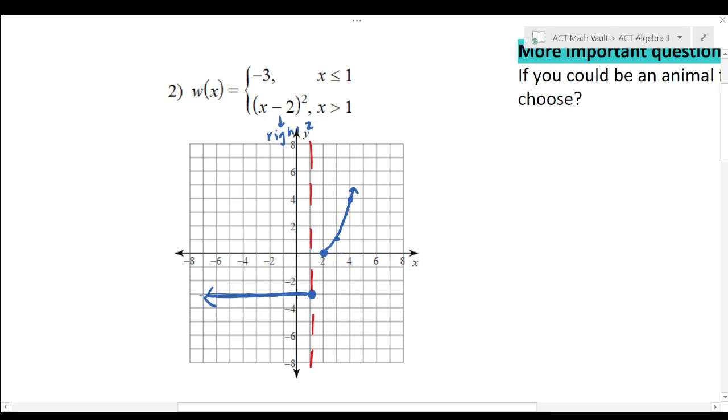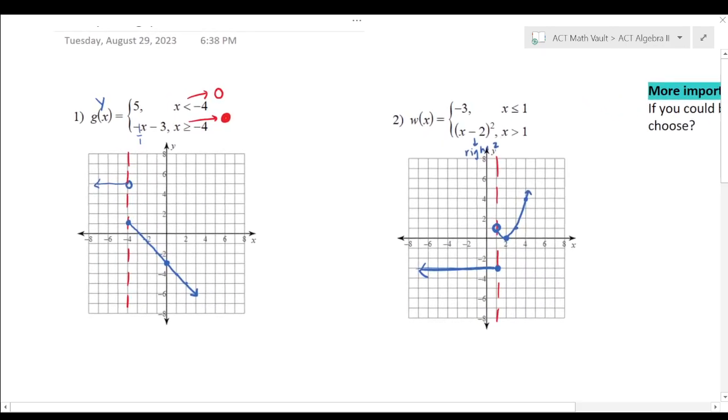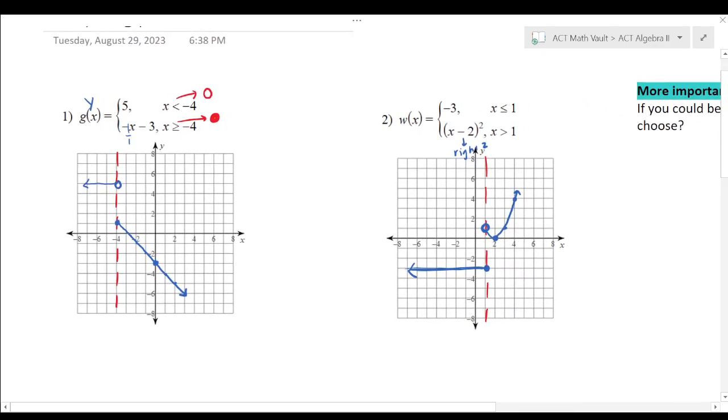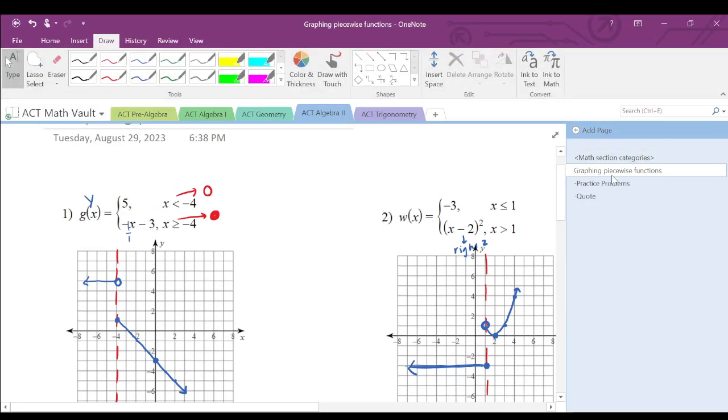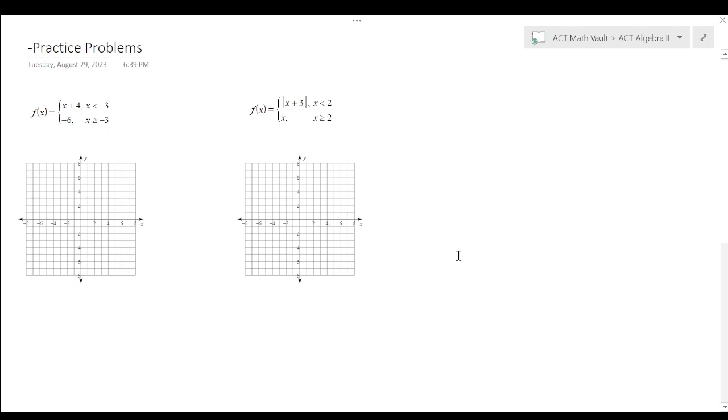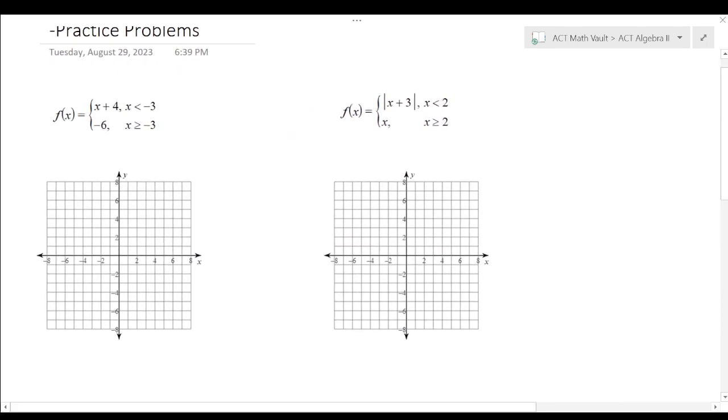But remember, I only want it where x is greater than 1. So I'm going to put my point here, but then I need an open circle because we are not including the 1 on that part of the function. So there you have it. You have a constant function and a quadratic function. So try the practice problems. They are similar. However, one has an absolute value function. Think about what shapes we'll have for all of these. And why don't you pause the video while you try these, and I will show you the answers.